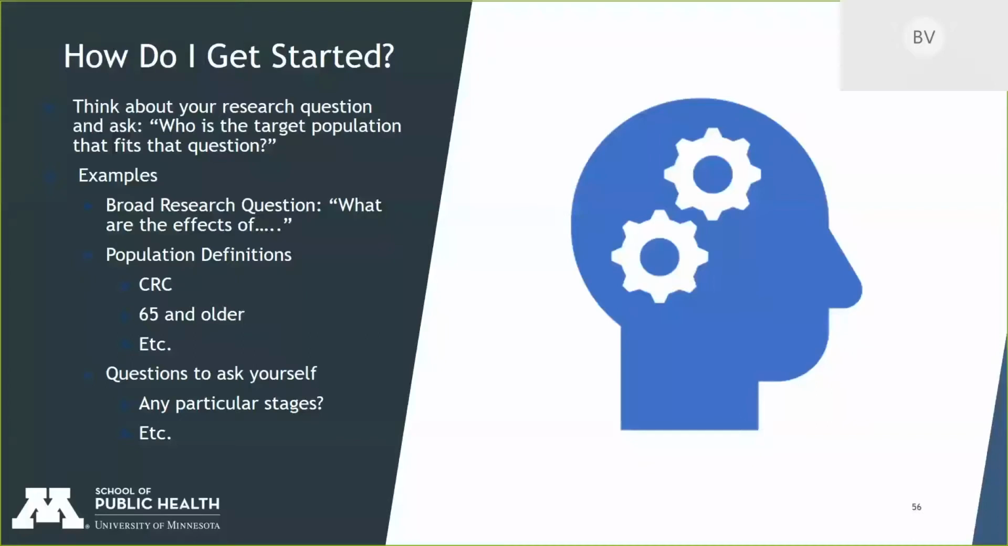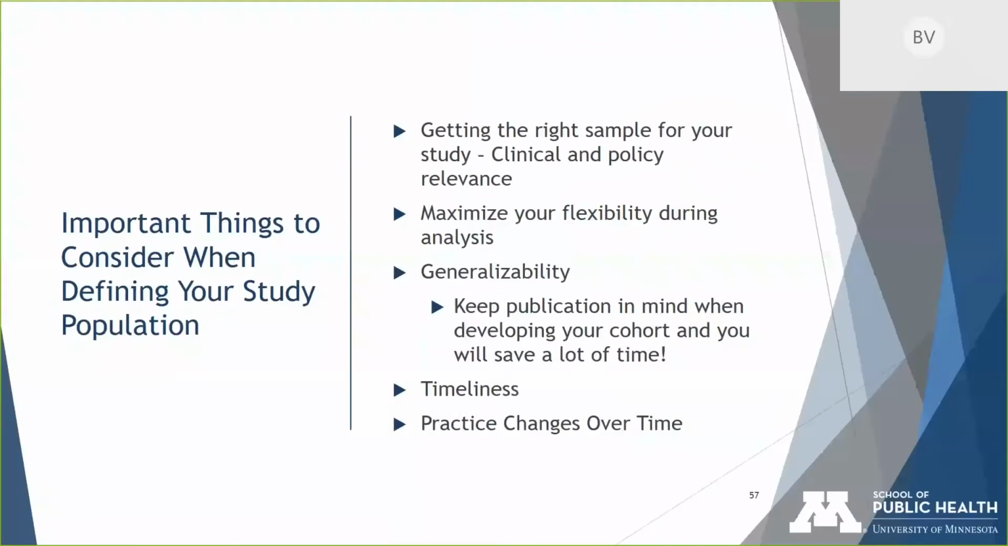So beyond the technical definitions of your cohort, there are a number of other factors to consider when building out your study population. First, you want to be thoughtful in your cohort definition so that you end up with a study population that has clinical or policy relevance to your particular research question. In other words, you want to make sure that you have the right population for your study. Think about how you can build your cohort in a way that maximizes your flexibility during your analysis. I like to call this the ability to do some slicing and dicing.